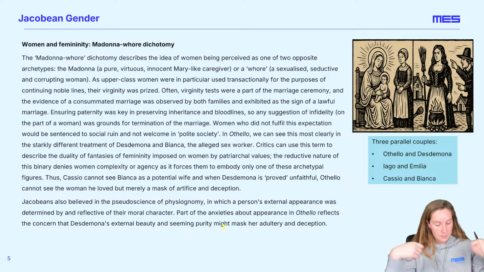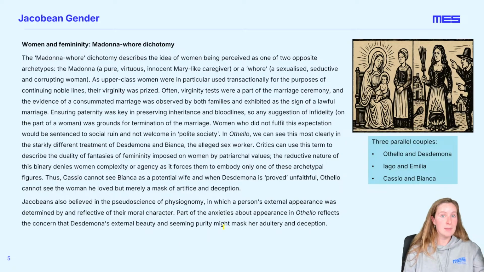This could also be put out of a window, for example, in a castle to show that the consummation had happened. These two families were joined. Ensuring paternity was key in preserving inheritance and bloodlines. So any suggestion of infidelity on the part of a woman was grounds for termination of the marriage. The marriage would not be counted if this virginity test was failed. It would be considered not having taken place at all. Women who did not fulfill this expectation would be sentenced to social ruin and not welcome in polite society.